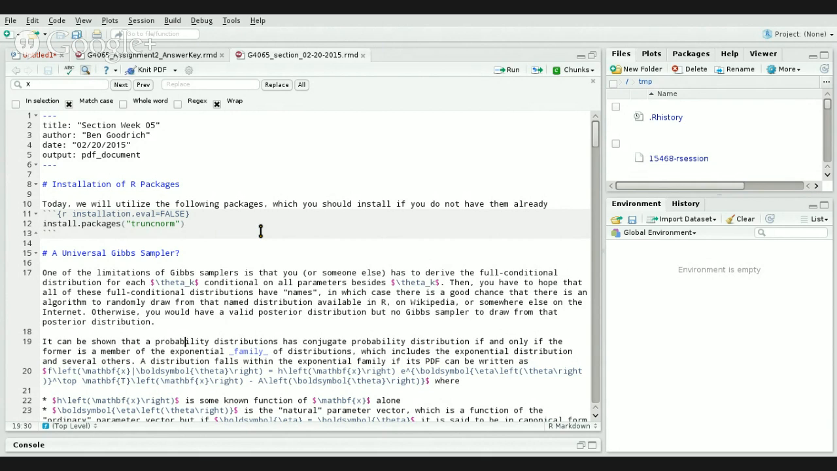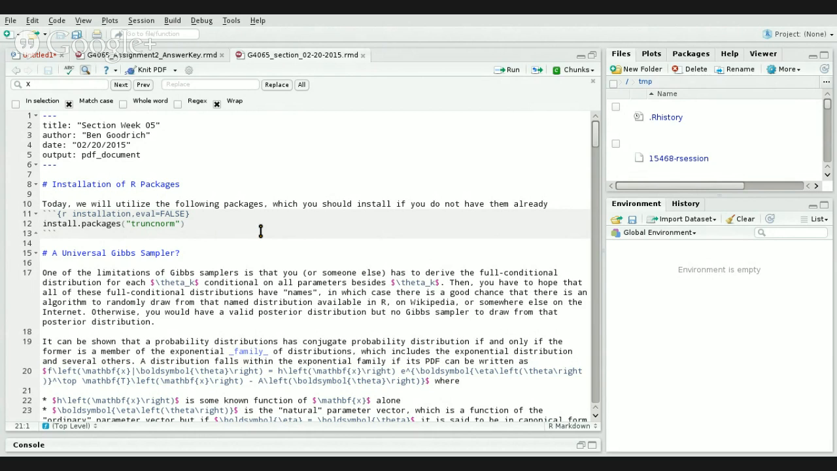So if the Gibbs samplers are essentially limited to situations in which you have conjugate relationships among variables, what are the distributions that have that property? And it can be shown that for any distribution that's in the so-called exponential family of distributions, which includes the exponential distribution and a bunch more, there is a conjugate distribution. And so what's the exponential family? If you compile this, it's probably a little bit easier to read.